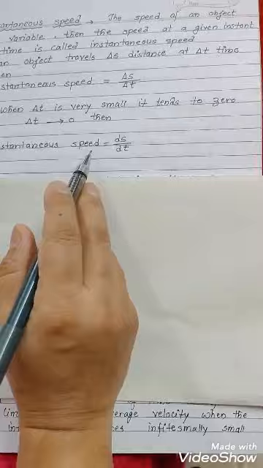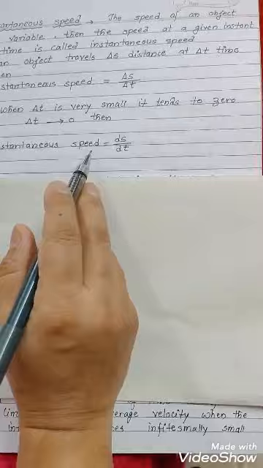We'll see instantaneous speed, that is the speed for a moment. So when the speed of an object is variable, then the speed at a given instant of time is called instantaneous speed. And if an object travels, suppose, del s distance, del s is a small distance in del t time, that is the time interval is also very small. So the instantaneous speed formula is given as del s upon del t.